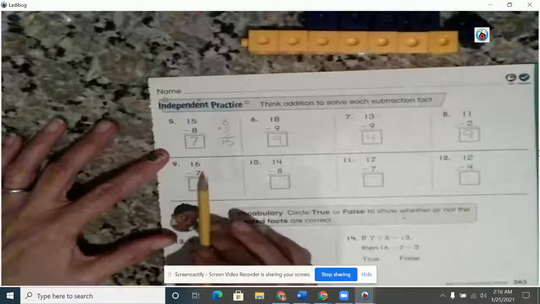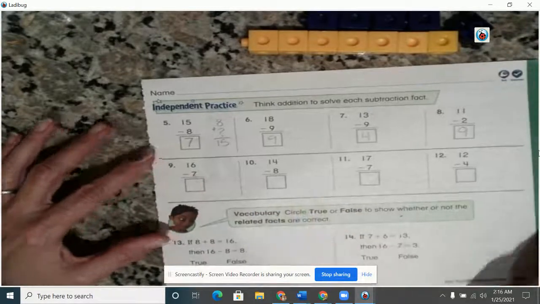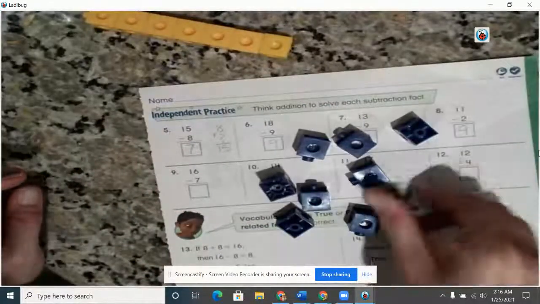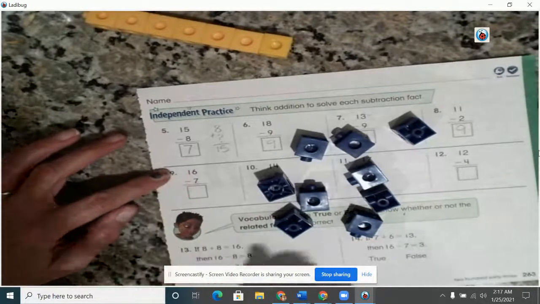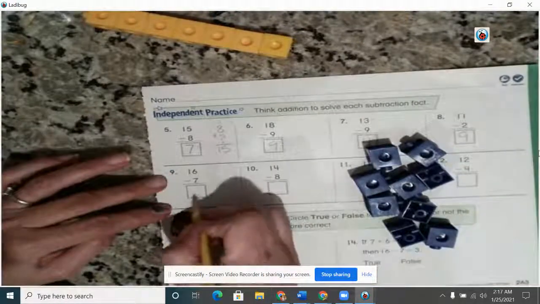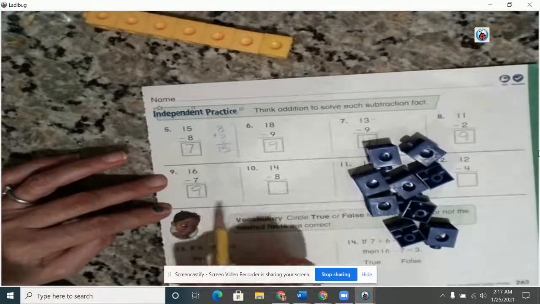So here I have 16 minus 7. I can do an addition problem now. I can start with 7. And let's see what happens. I'm going to use my cubes this time. So I'm going to start with 7 and count on 8, 9, 10, 11, 12, 13, 14, 15, 16. So I counted on from 7 and I stopped when I got to 16. 1, 2, 3, 4, 5, 6, 7, 8, 9. So that would be 9. 9 plus 7 is 16, or 16 minus 7 is 9.